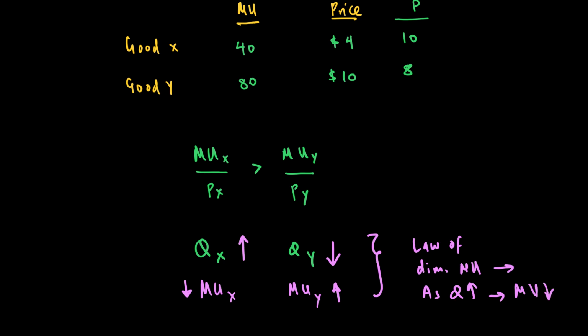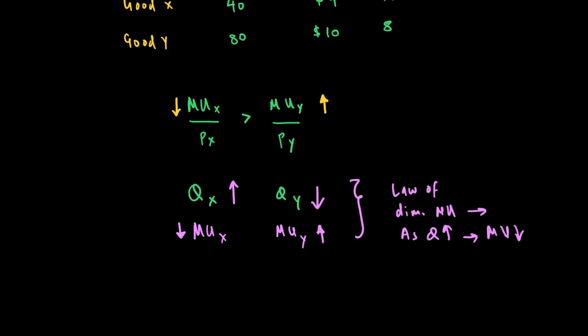So the left hand side will start to fall because you're buying more of it, but the right hand side will start to rise because you're buying less of it. But as long as this inequality stays as is, which is that you get more per dollar spent for good X than Y, you will keep on substituting. You will keep on buying more of X and less of Y.